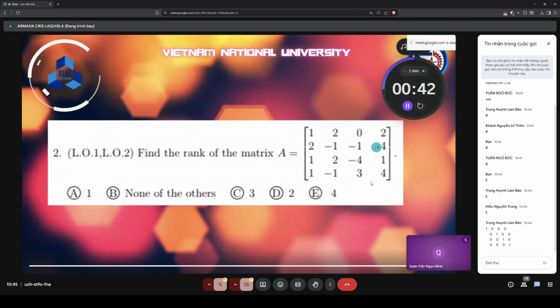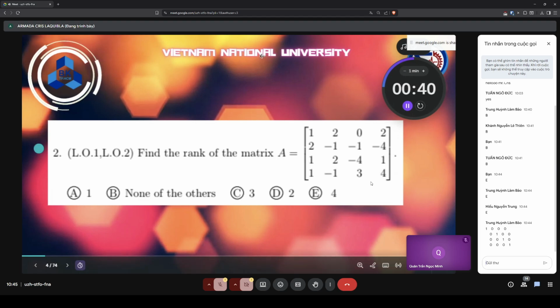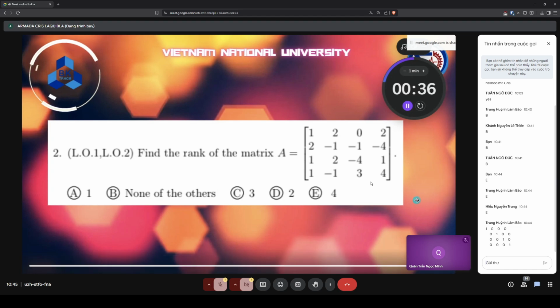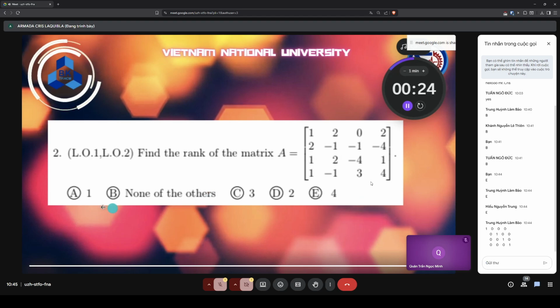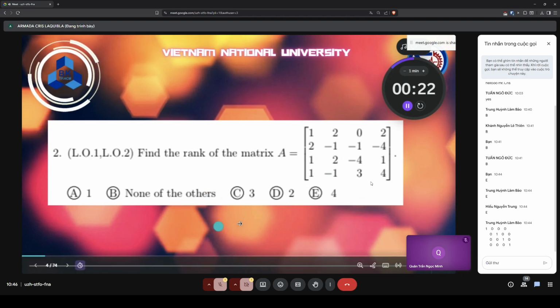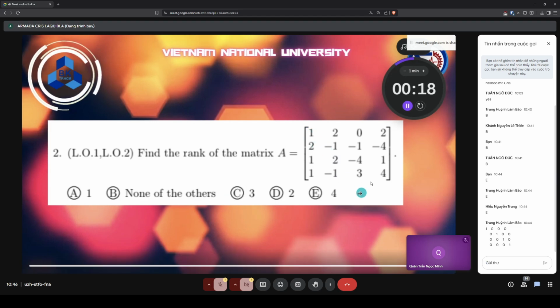Okay, write your letters there, class, if you have that answer already. Is it one, two, three, four? None of the others? The "none of the others" class should not be an option because you only have four rows here. So the possible rank should be only one, two, three, four.